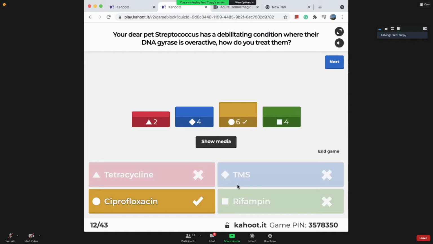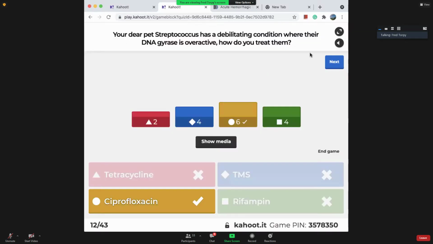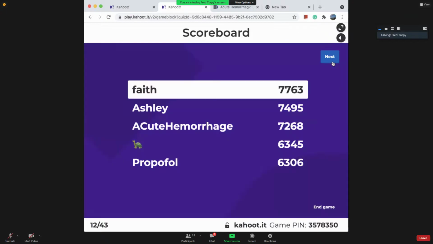So enrofloxacin, she mentioned in class, has a bad spectrum of activity for streptococcus and some of the other gram positives that are common, but especially strep. She made a big point of that last year. I'm not sure if she did this year. That was nice of you guys to treat your pet streptococcus for its condition. I should have given more time.